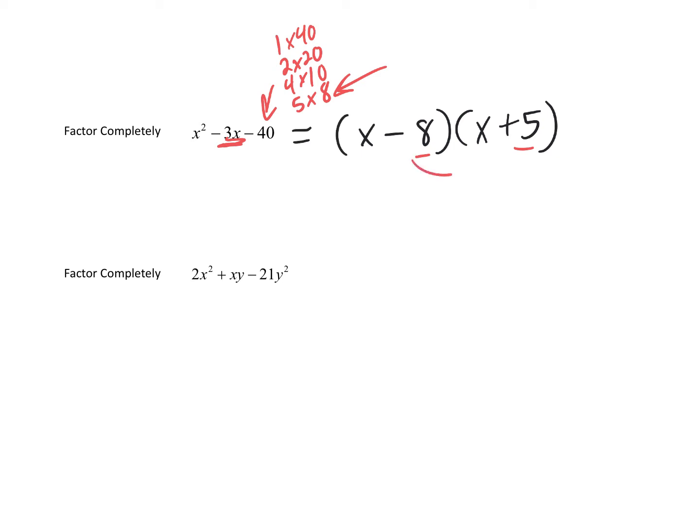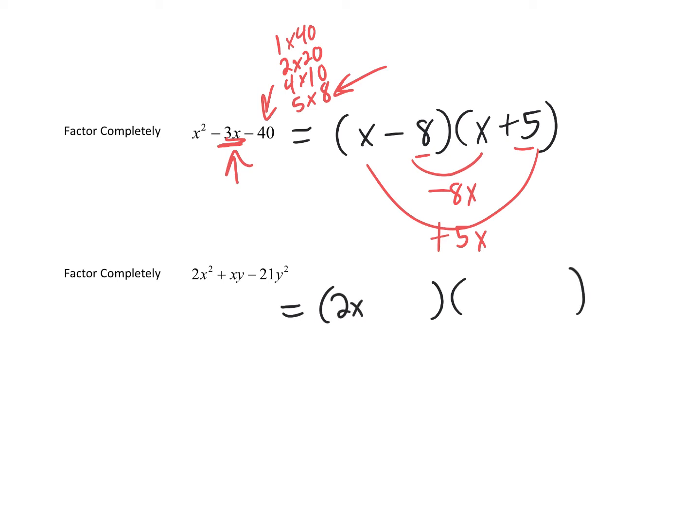Negative 8x plus 5x gives me that negative 3x in the middle. So I'm basically looking at it in terms of reverse FOIL. Now the second example is a little bit more complicated because we have a leading coefficient other than 1. So I look at it in terms of that 2x squared. The only thing giving me 2x squared is 2x and x.